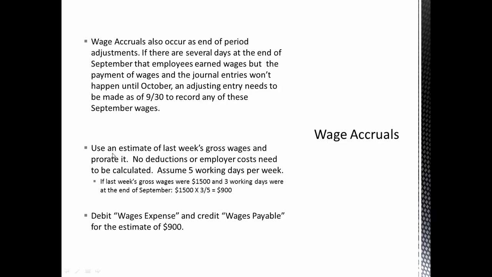So here is an example in the middle of this page. If last week's gross wages were $1,500 and there were 3 working days, Monday, Tuesday, and Wednesday, we're at the end of September, then we would take the $1,500 estimated gross wages from last week and multiply it by 3, divide by 5 working days, and that equals $900. We would debit wages expense and credit wages payable for $900.